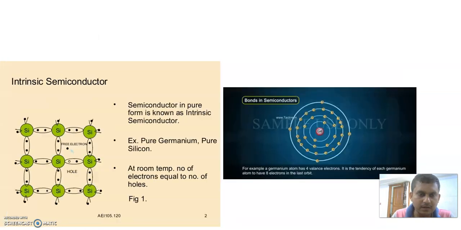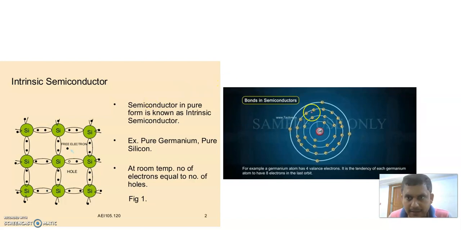Now we will discuss the intrinsic semiconductor. What is the intrinsic semiconductor? A semiconductor in pure form is known as intrinsic semiconductor. It means if we do not add any impurity in the semiconductor, then that semiconductor is called intrinsic semiconductor.